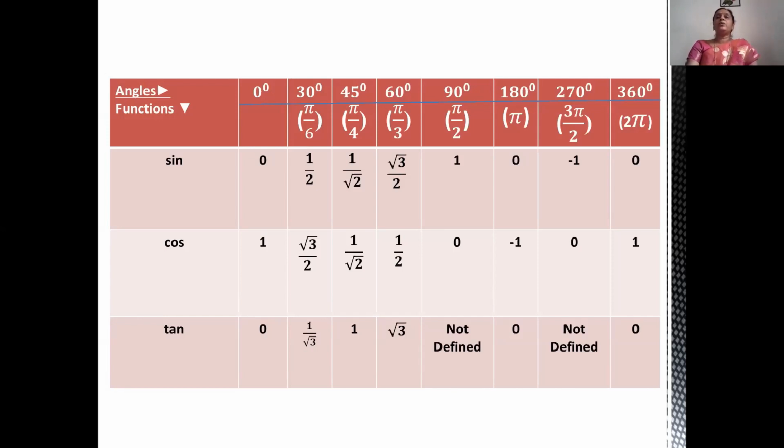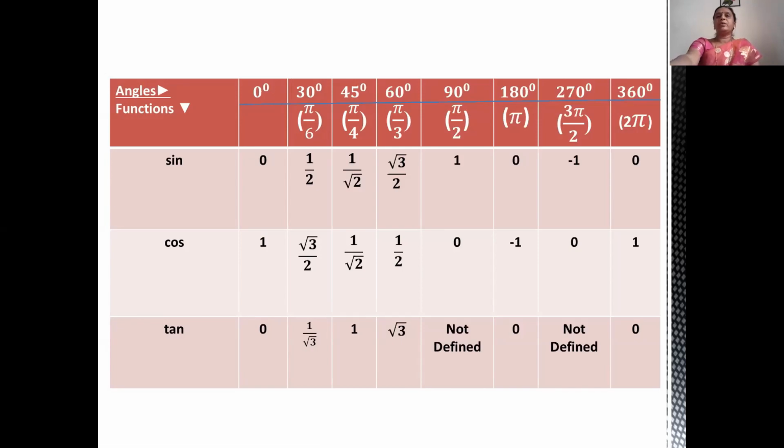Now, we also have to know the value of sine 0, sine 30, sine 45, sine 60, like that. This table contains values of sine, cos, tan from 0 to 360 degree. To go to our chapter trigonometric functions, first you must be familiar with this table. All these values of trigonometric functions must be on your fingertips.